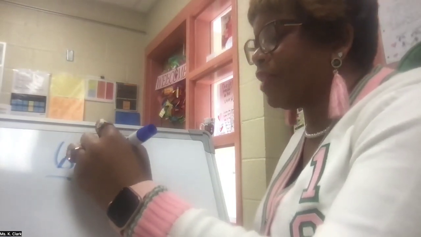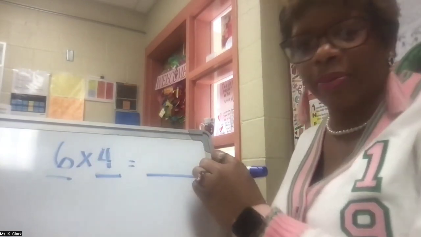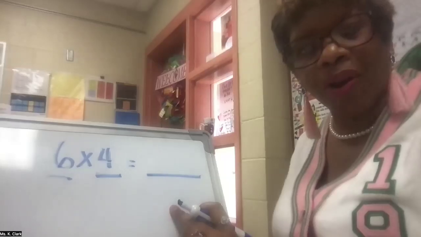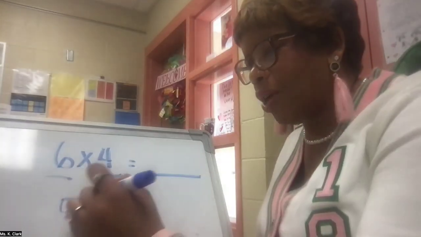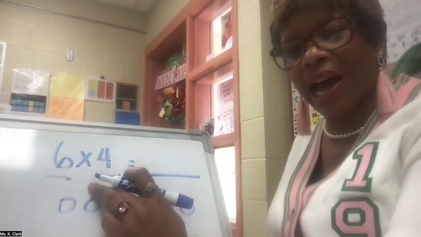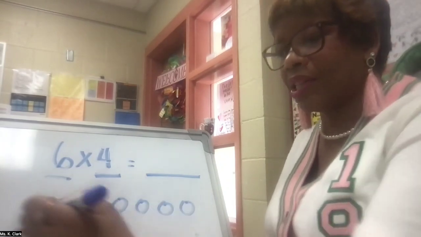Again, I want to remember that 6 and 4 are my factors. When I multiply, I am looking for the product. Okay, so I have 6 times 4. That means what number am I going to have? I'm going to have the number 6. 1, 2, 3, 4, 5, 6. How many times? Times 4. 4 times. So now I have it one time.